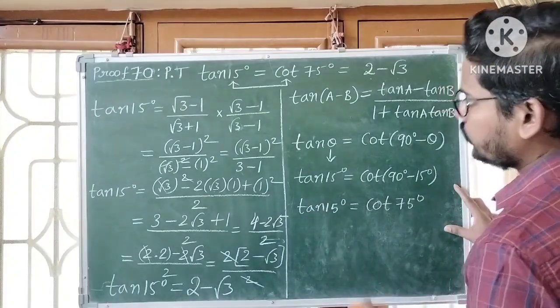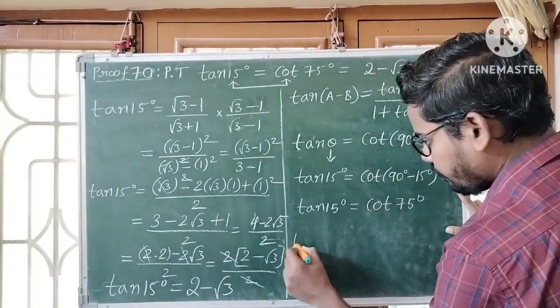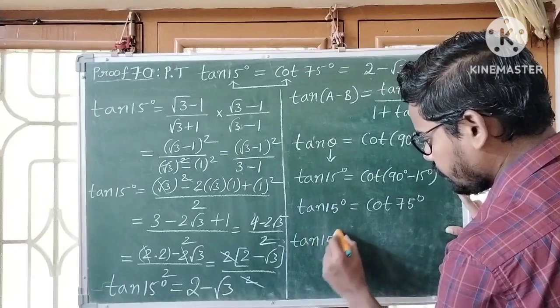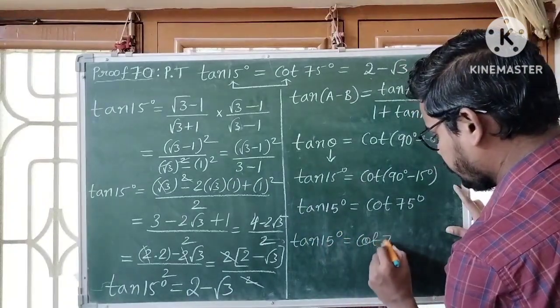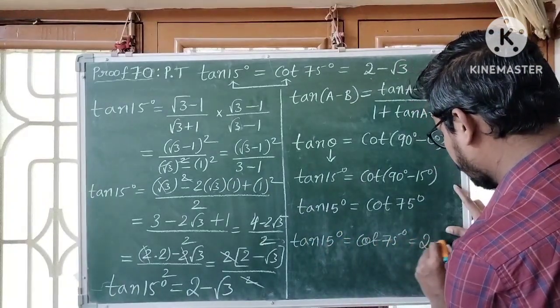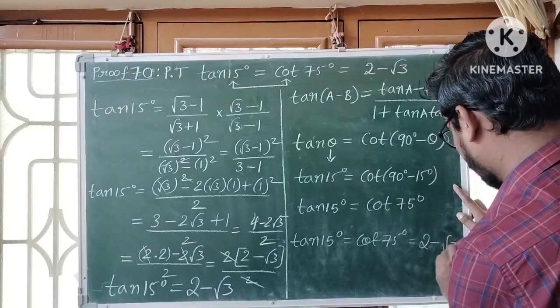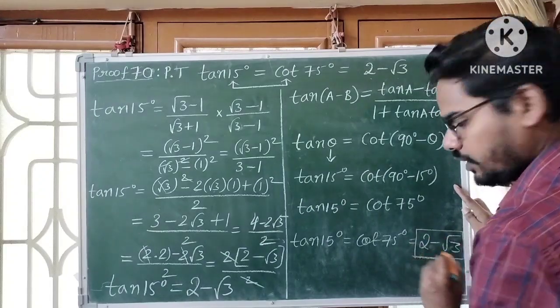Already tan 15 degrees is equal to how much? 2 minus root 3. Therefore, tan 15 degrees is equal to cot 75 degrees is equal to 2 minus root 3. Hence proved.